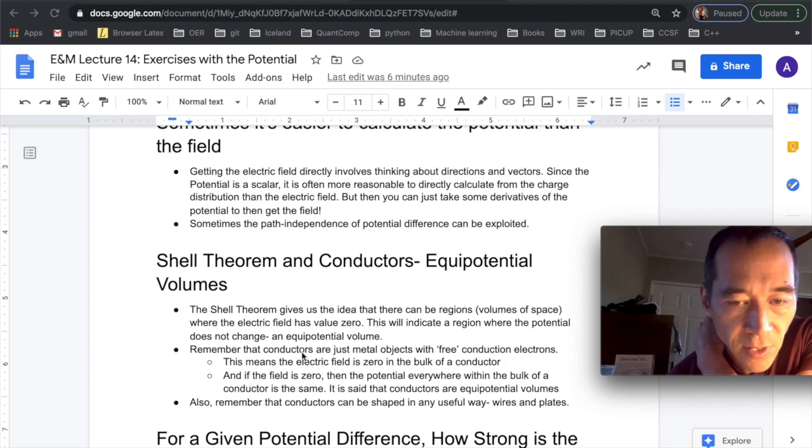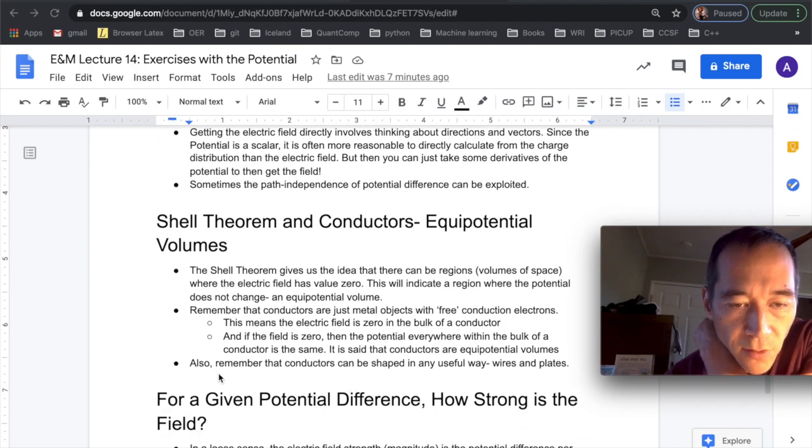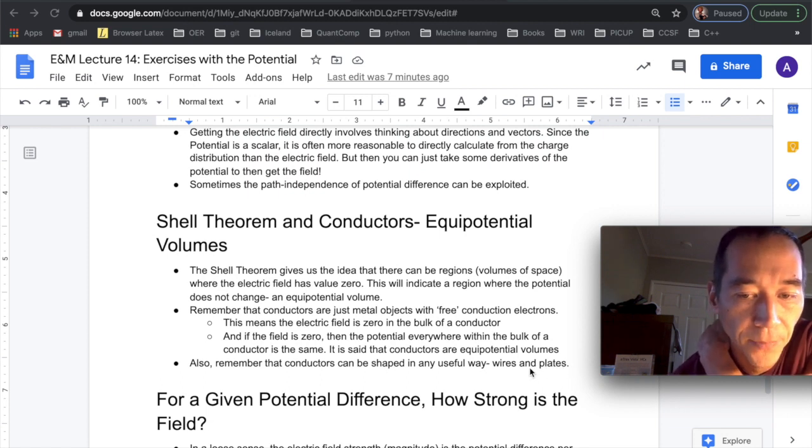Same thing happens inside conductors. I'll describe that through the bulk or volume of a conductor, in the material of a conductor, the potential remains the same everywhere. All right, so this is especially useful when you start thinking about conductors as wires or charge collection plates, like in a device referred to as a capacitor.